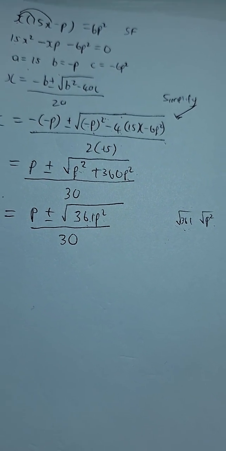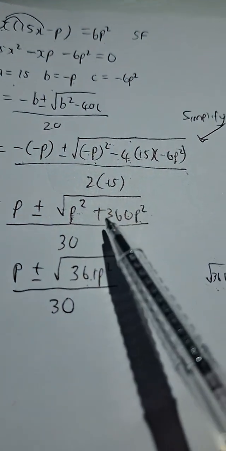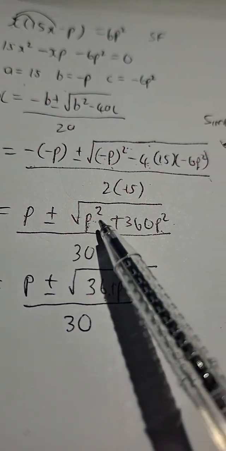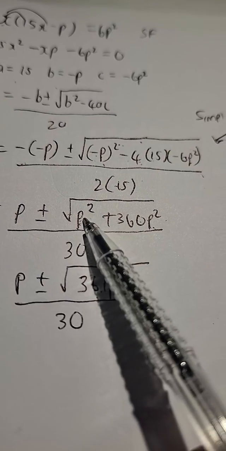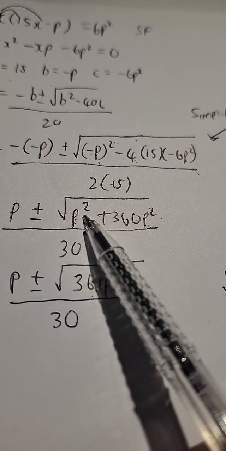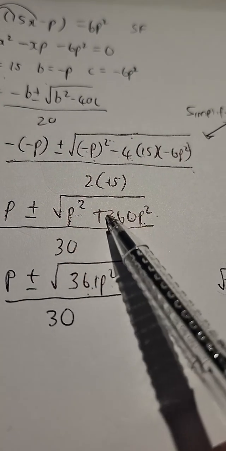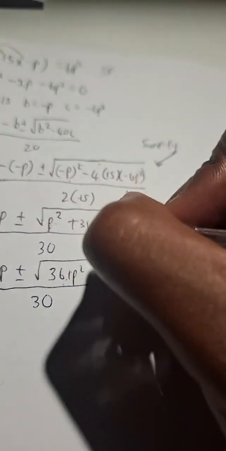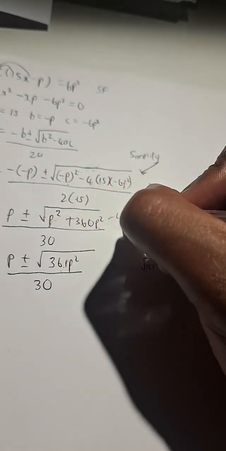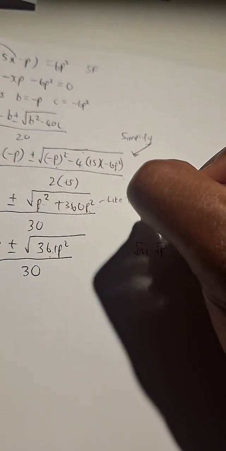So can you please repeat from 360 to 361? Catherine, this is p squared. Are we good? This is plus 360 p squared. Aren't these like terms?